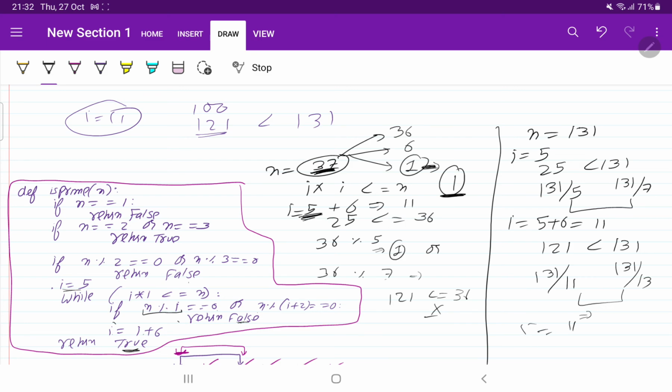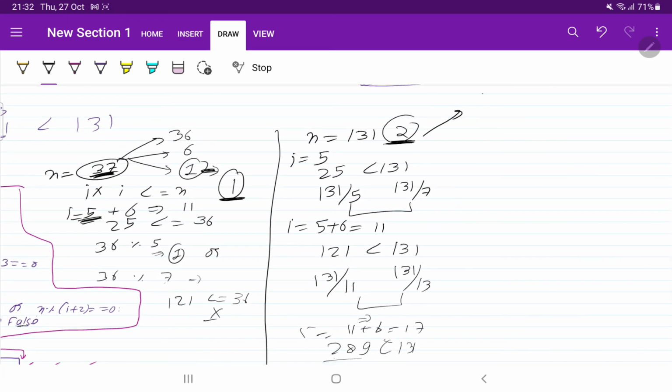Now i will become 11 plus 6, 17. Now 17 square is 289, and 289 is not less than 131. It means in just 2 checks it has given the solution. So in the first approach we checked 130 times. In the second approach we checked up to the square root of 130, so it was 11 times. In the third approach we have checked only 2 times. So this is the most optimized approach for this question.